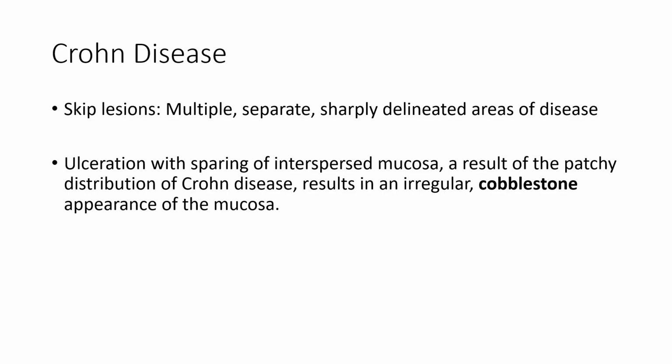The earliest lesion of Crohn's disease is the aphthous ulcer, and this can progress and multiple lesions can coalesce to form elongated serpentine ulcers. Due to the patchy distribution of Crohn's disease, the presence of ulceration and adjacent normal mucosa can result in a cobblestone appearance of the mucosa.